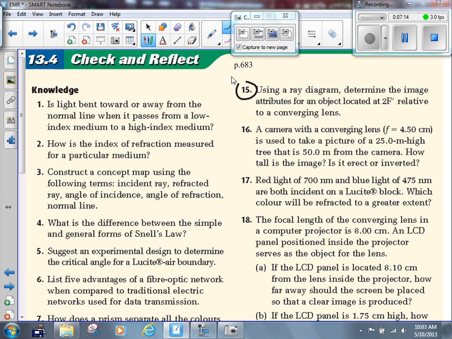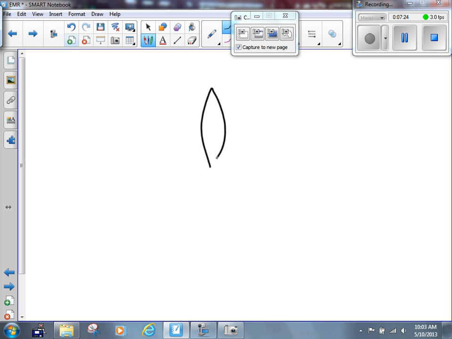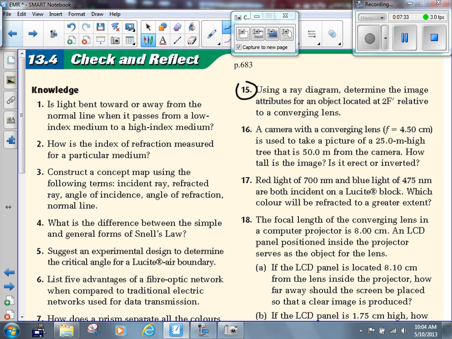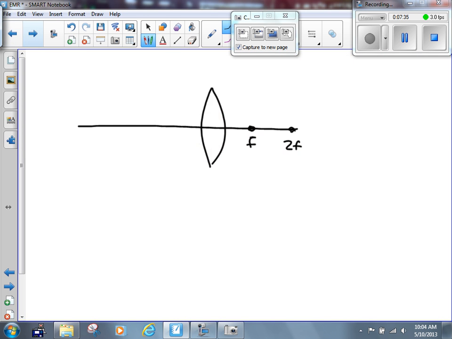Let's take a look at 15 here now. We want to draw the ray diagram that we've drawn in class the very first day that we started doing these lenses here. It's a converging lens, so it's going to look like this. Our focal length is here. We'll say 2f is right here. We've got our object that is located at 2f. So if f is there, then the equivalent of f is over here, and the equivalent of 2f is over here. Here's our object at that spot that's equivalent to 2f.